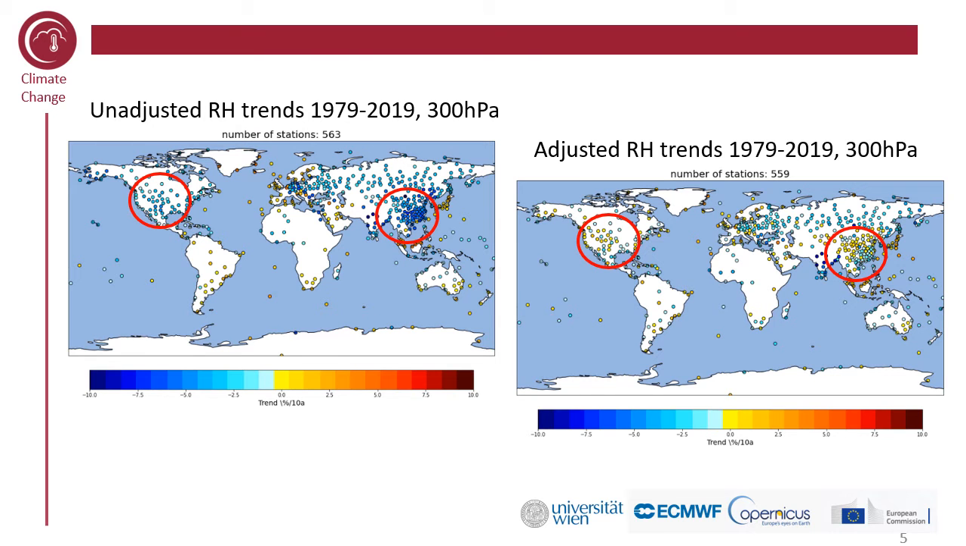If such adjustments are applied to the whole station network, some discrepancies between neighboring stations, but also pervasive biases, can be removed. This figure highlights the effect of relative humidity adjustments at 300 hectopascal. The spurious drying trends caused by changes of humidity sensors, as they can be seen over the United States and China, are much reduced due to the adjustments.